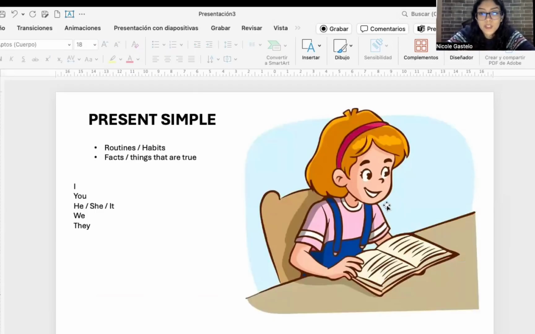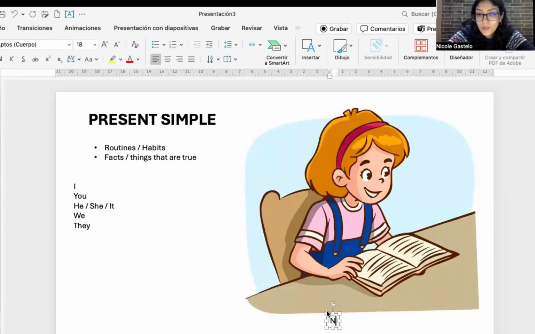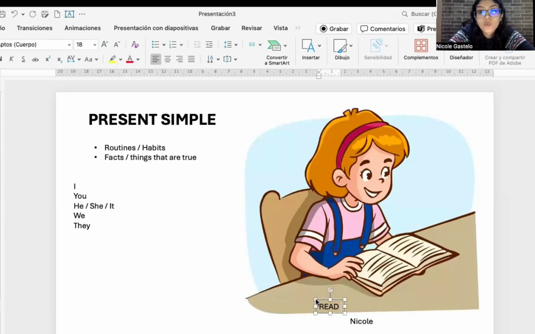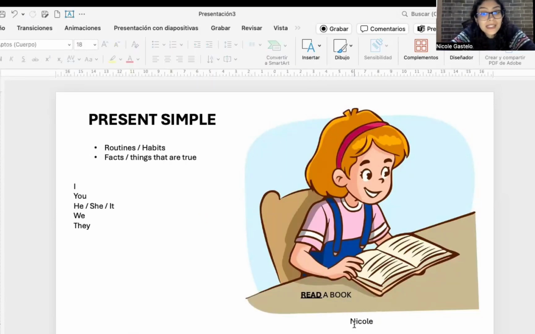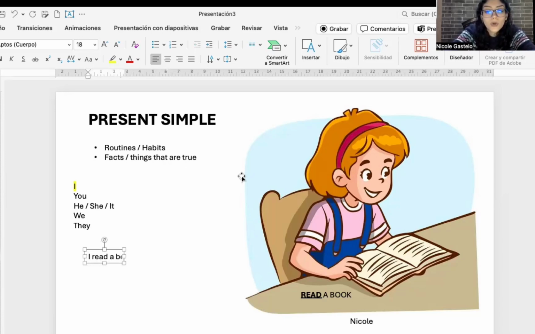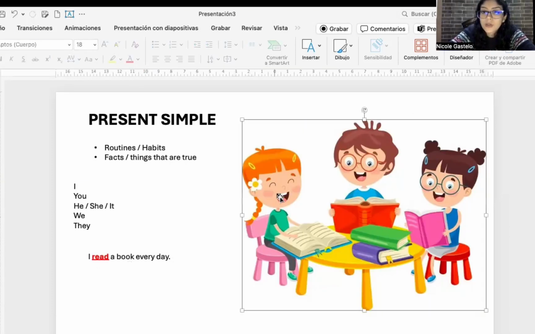Let's take a look at this picture. Let's say that is me. Okay, this is Nicole. This is me. What is the verb? The verb is read. Okay, to read a book. Because this is me, I'm going to use this pronoun, I. I will say, I read a book every day. This is my verb, read a book.